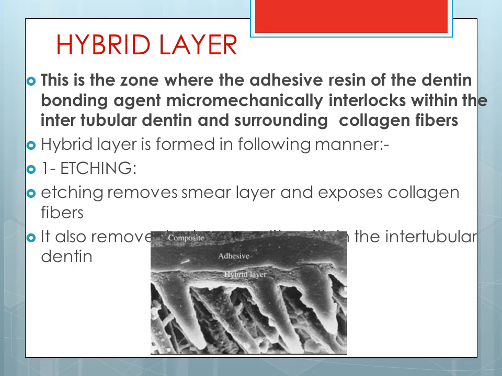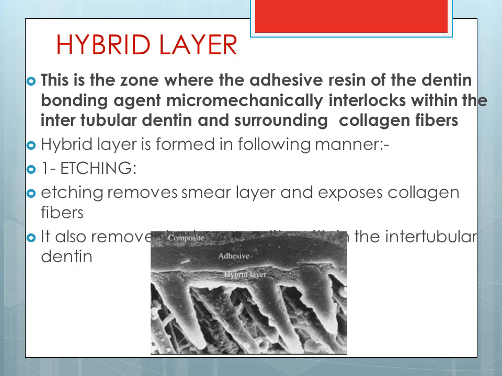Firstly, when we carry out the etching, this removes the smear layer and exposes the collagen fibers. And it also removes the hydroxyapatite within the intertubular dentine. So after this, as soon as the bonding agent flows within these irregularities and forms the resin tags, this is basically the formation of the hybrid layer.